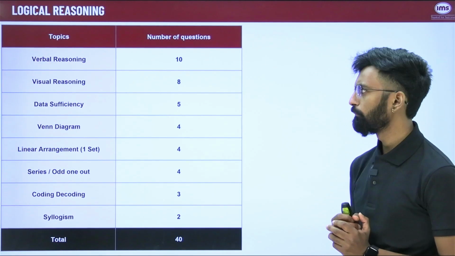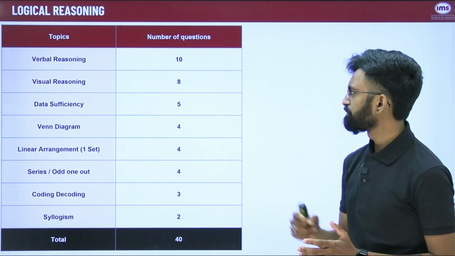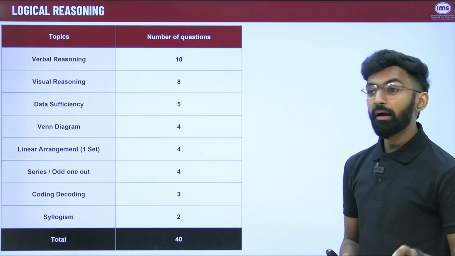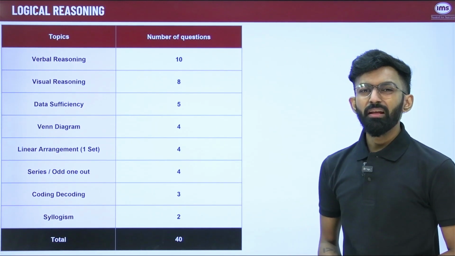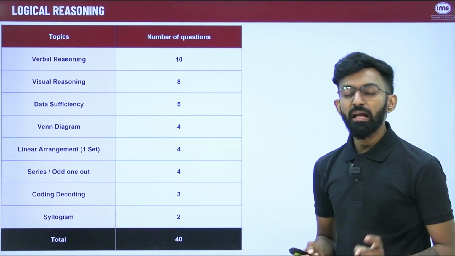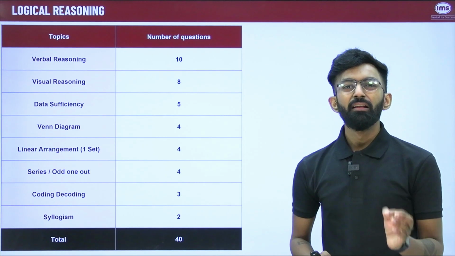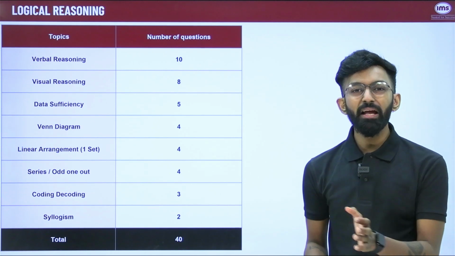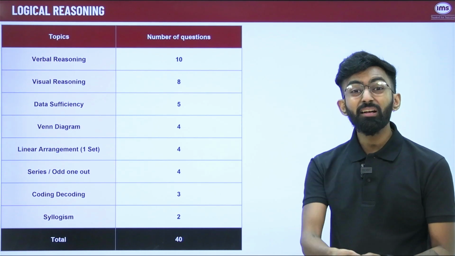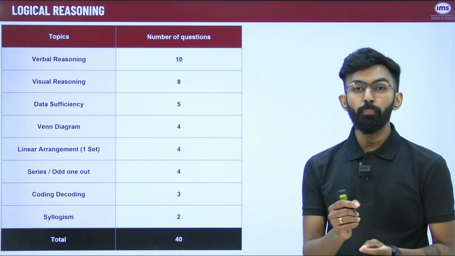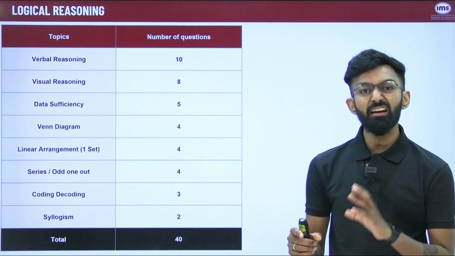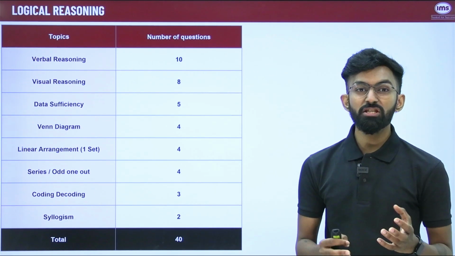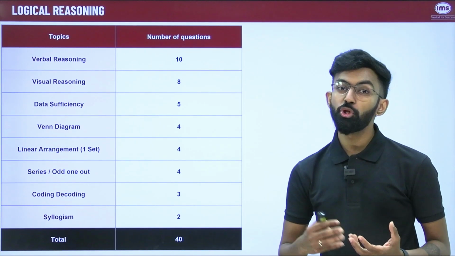Coming to logical reasoning, you had 10 questions in verbal reasoning, 8 questions in visual reasoning, 5 questions in data sufficiency. Again, Venn diagram had 4 questions. There was 1 set on linear arrangement, and based on that set, you had 4 questions. Now, again, the set was pretty straightforward, where there were 7 people and you had to arrange them according to their height. This was a close-ended set, which means that if you spend time to get the arrangement right at the beginning, you can get all the 4 questions right. So it was a question where spending more time would even fetch you more marks.